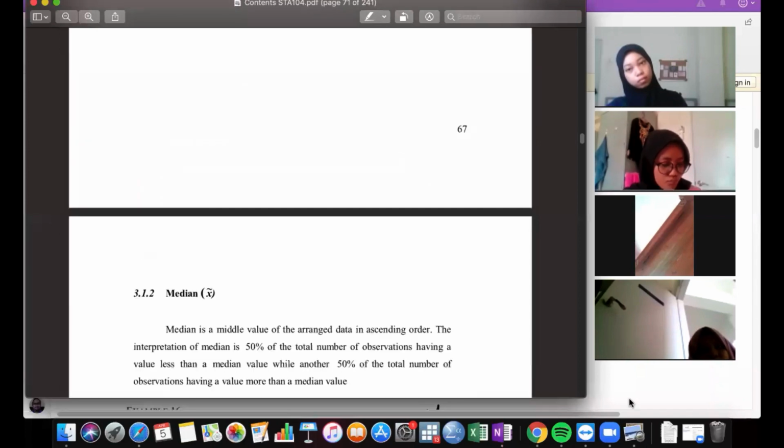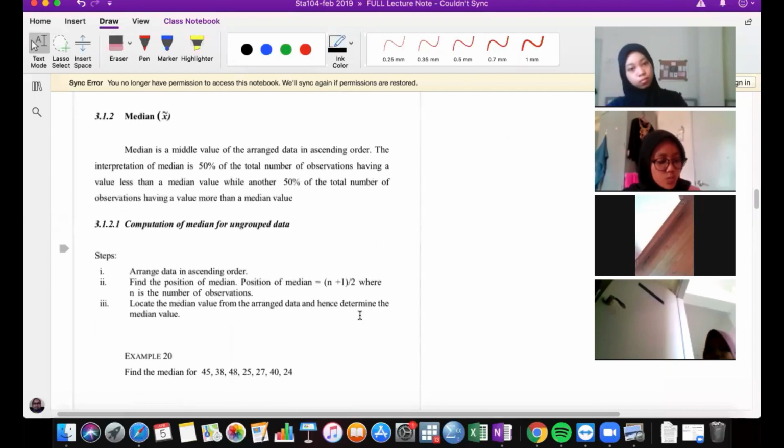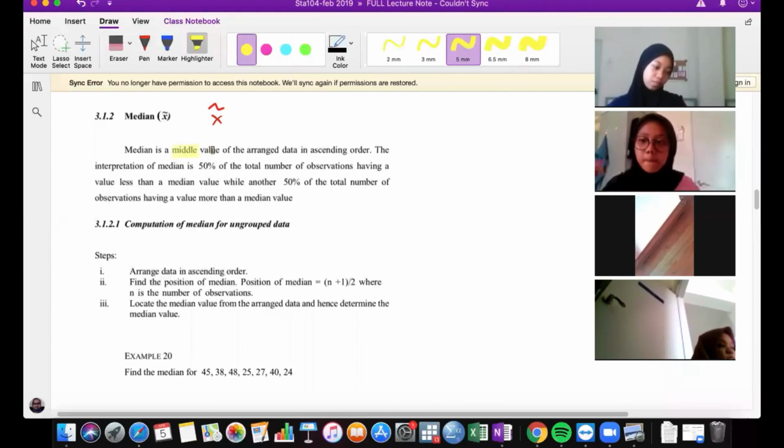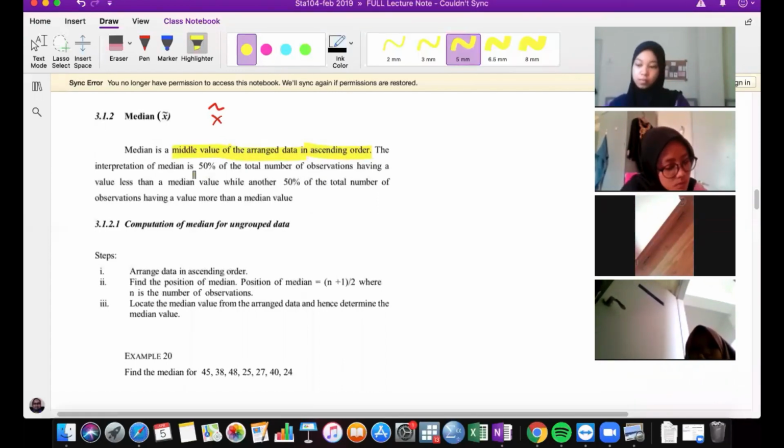Right, now we're going to proceed to another topic, which is median. The symbol for median is x tilde, x with a tilde. So median means the middle value of a range of data in ascending order. The interpretation of median is 50% of the total number of observations having value less than the median, while another 50% of the total number of observations having value more than the median value.